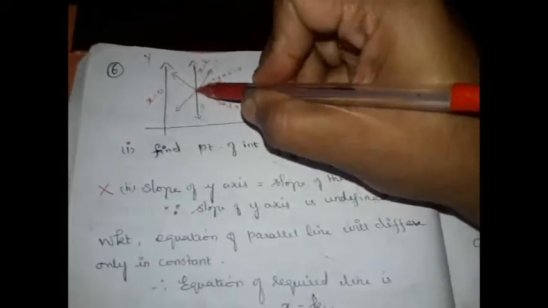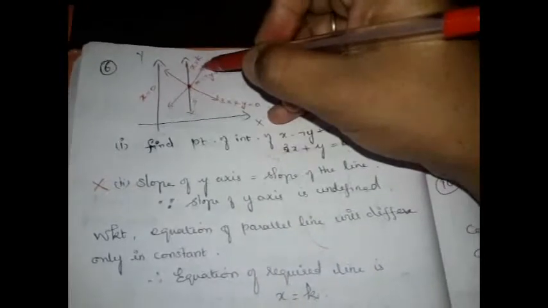Now we have the equation of our line as x equal to k. Now first find this point of intersection, and this point lies on our line. So we can substitute that point in the equation x equal to k, and we can find the value of k. Again resubstitute in the equation, and we can get the equation of our required line.